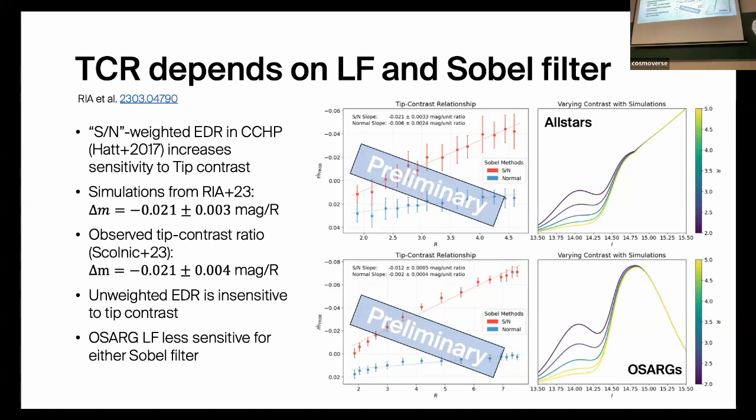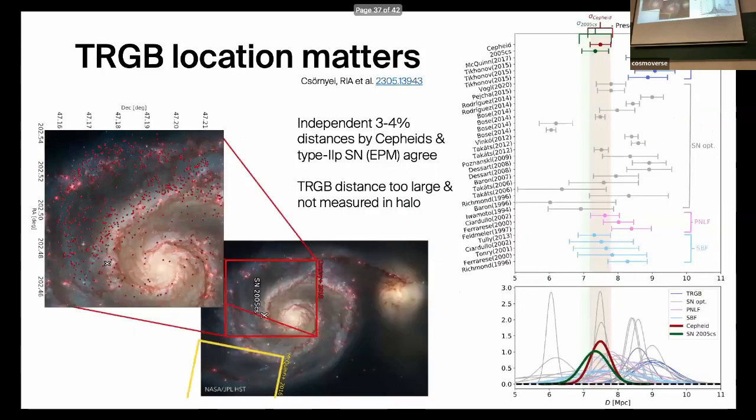It's not an innate property of the stars, it's a property of how the inflection point is measured using the edge detection technique. What we also see is that the Mira luminosity function, so these are the variables, is actually less sensitive. The tip contrast relation is only about half as pronounced as it is when you use all the stars, and that comes from the fact that here you have the increase in the luminosity function, and the Sobel filter actually ends up pushing this down.